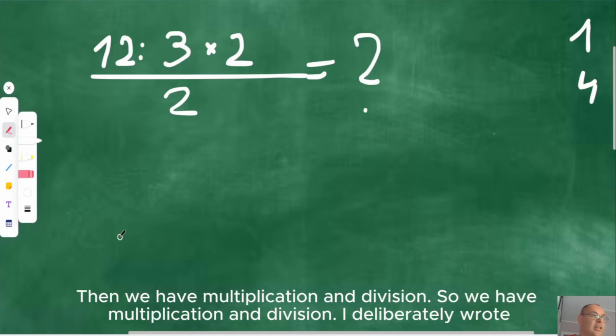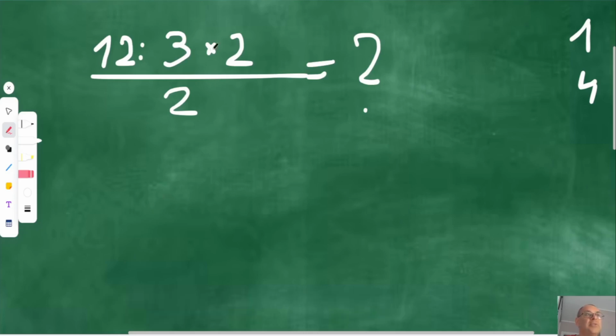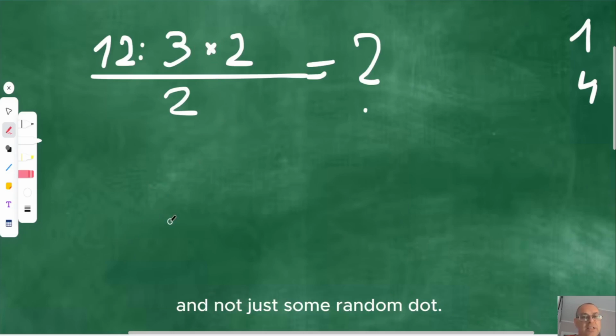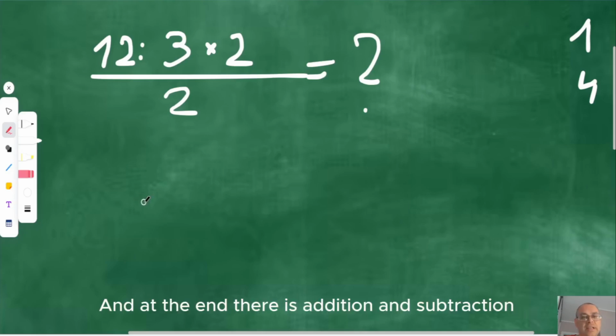Then we have multiplication and division. So we have multiplication and division. I deliberately wrote multiplication as such a tiny x to make it clear that this is about multiplication and not just some random letter. And at the end there is addition and subtraction.